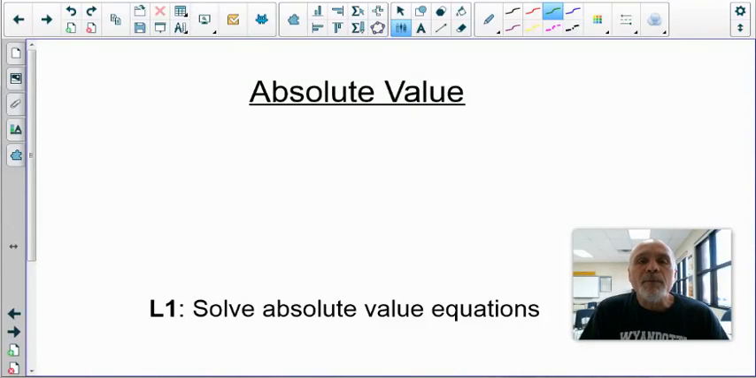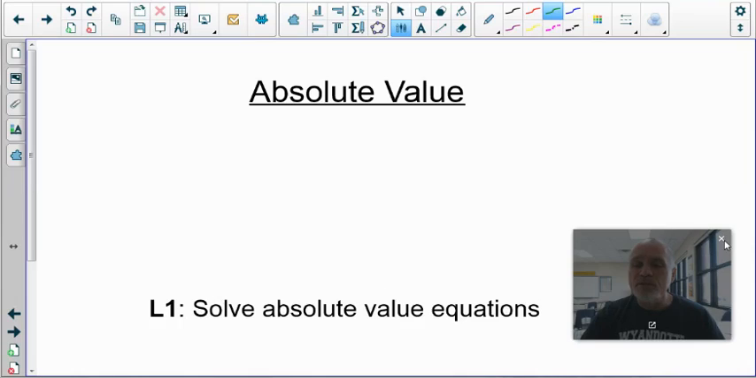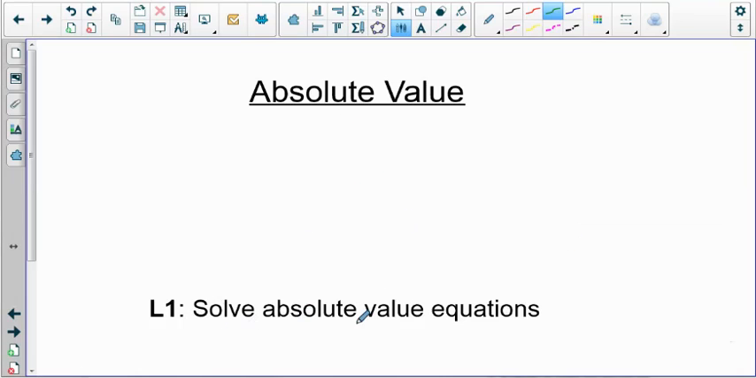Hi, we're going to work on absolute value today, working specifically on solving absolute value equations, but we really need to take a really close look at it to figure out exactly what it is that we need to do. So we're going to go ahead and get rid of this. Okay, absolute value, looking at L1, solve absolute value equations.